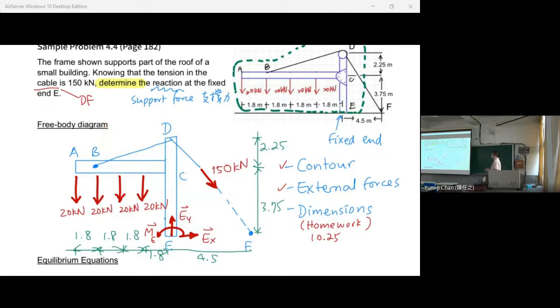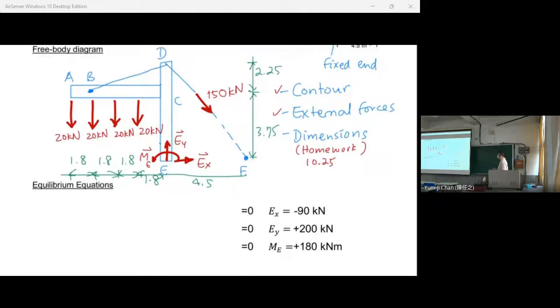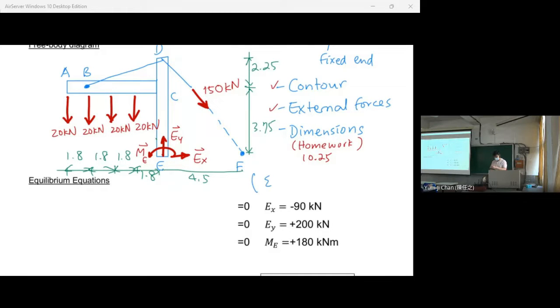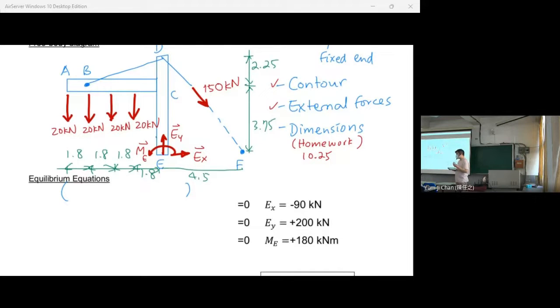Now, after we draw the free body diagram, we go on with equilibrium equations. And there's one thing which looks different, but it is useful, especially if you don't know what to do. First, I recommend you write equilibrium equations. What do we mean by equilibrium here? What equation should we write here? What does it mean by equilibrium?